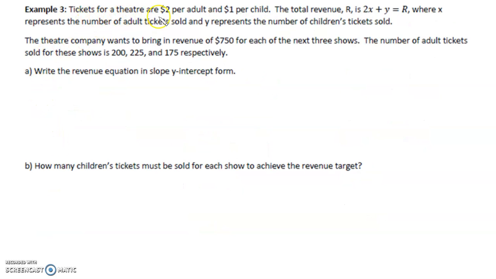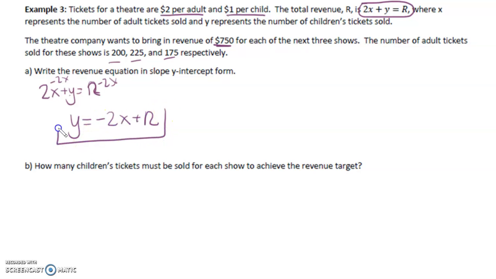Example 3. Tickets for a theater are $2 for an adult and $1 for a child. The total revenue is this equation right here: 2x plus y equals r, where x represents the number of adult tickets and y represents the number of children's tickets sold. The theater company wants to bring in a revenue of $750 for each of the next 3 shows. The number of adult tickets sold is going to be 200, 225, and 175. Those are our 3 situations. First, we're going to write the revenue equation in slope y-intercept form. I'm going to subtract 2x from both sides to get the y by itself. And we have y equals negative 2x plus r, r being the revenue.